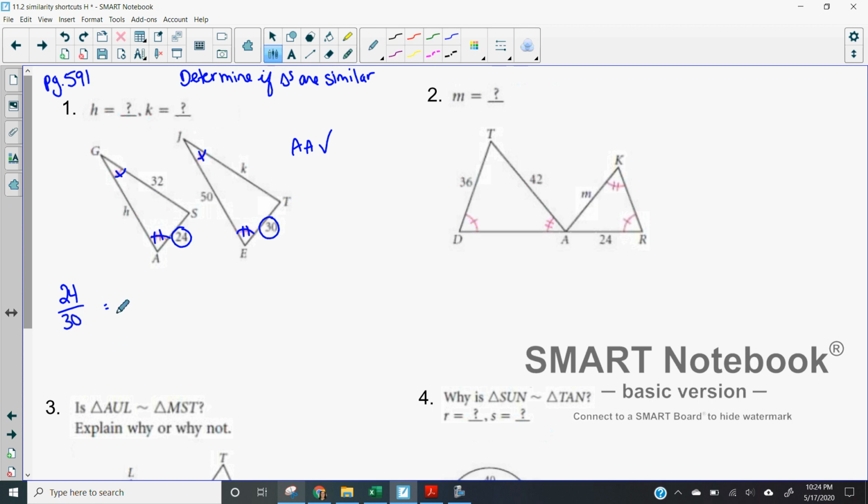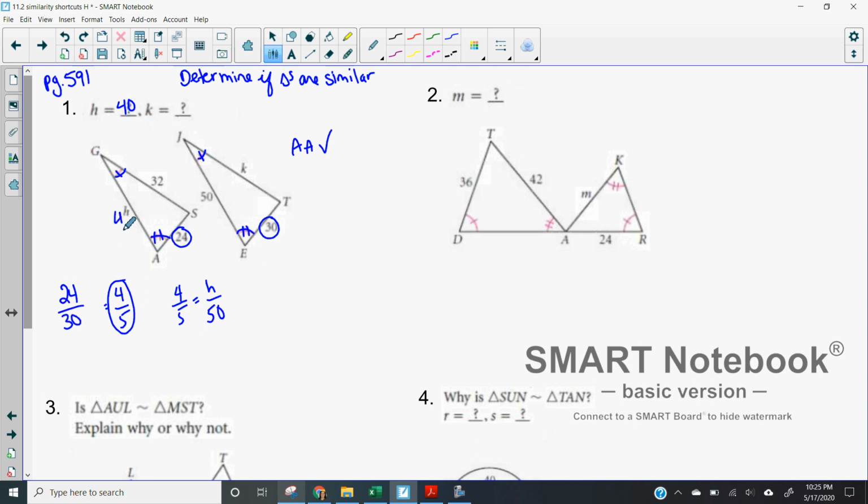Just to make it a little bit easier to work with these fractions, this is the ratio I'm going to use to find h and then to find k. Just remember though, 24 is the smaller one, so my smaller triangle is always going to go in my numerator when I set this up. So 4 over 5 is equal to h over 50. See why it's kind of nice to use 4 over 5? I can see my scale factor here. This is times 10, times 10. So h is just 40.